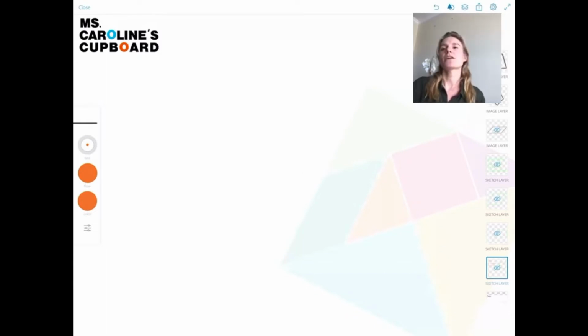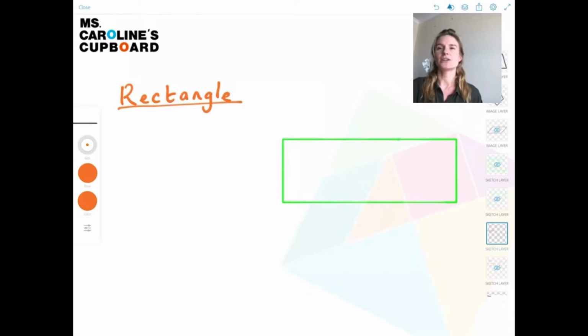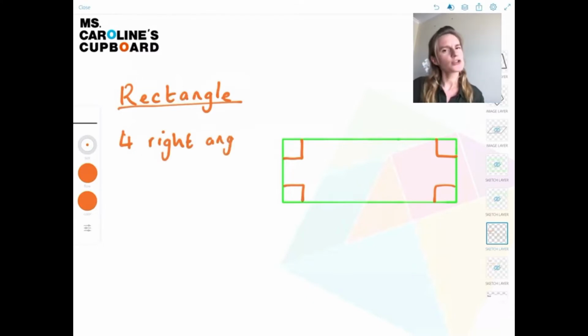Okay, let's take another quadrilateral. 4-sided shape. There it is. What's that one? Write it down if you know it. Practice the spelling. A rectangle. Rectangle. Practice the spelling of that word, okay? Fantastic. So how do I know that this is a rectangle? It's got those 4 right angles. Well done. But so is a square.